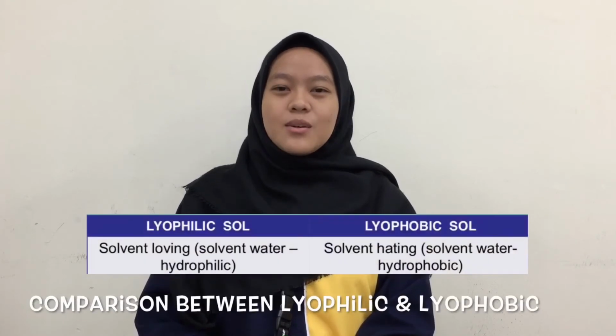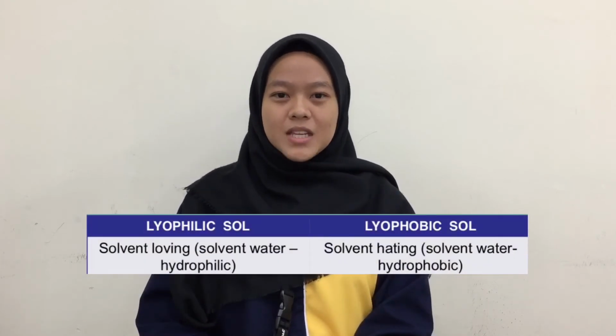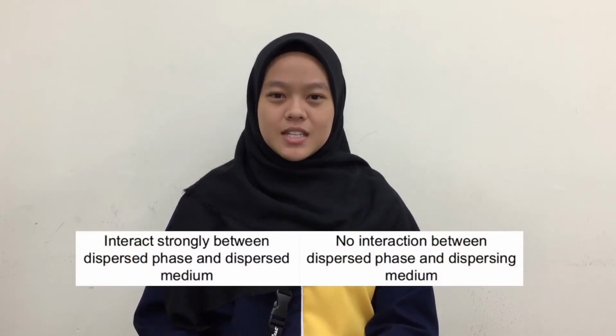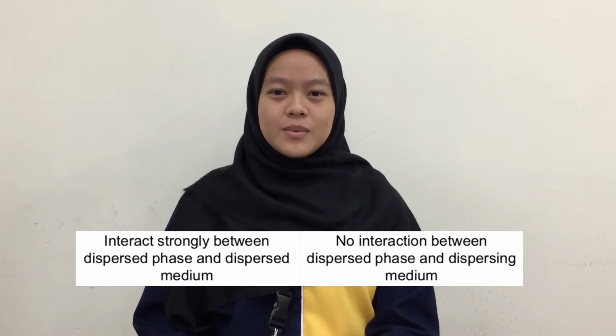Okay, we already know what the two types of colloid salts. Now, for a clear understanding, let us see the table of comparison of lyophilic salts versus lyophobic salt. For lyophilic salt, solvent loving, while for lyophobic salt means solvent hating. Lyophilic salt interacts strongly between dispersed phase and dispersed medium, while for lyophobic salt, there are no interaction between dispersed phase and dispersing medium.